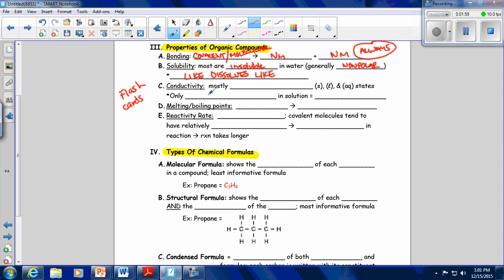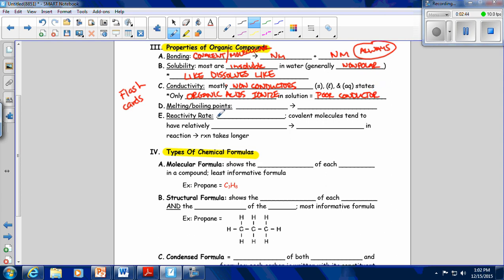All right. Conductivity, mostly non-conductors. They do not produce electricity for solids, liquids, and aqueous states. Only organic acids ionize. They produce ions in solution. Yes, they do conduct electricity, these organic acids, but it's a very poor conductor. It will conduct, but it'll be very, very poor.